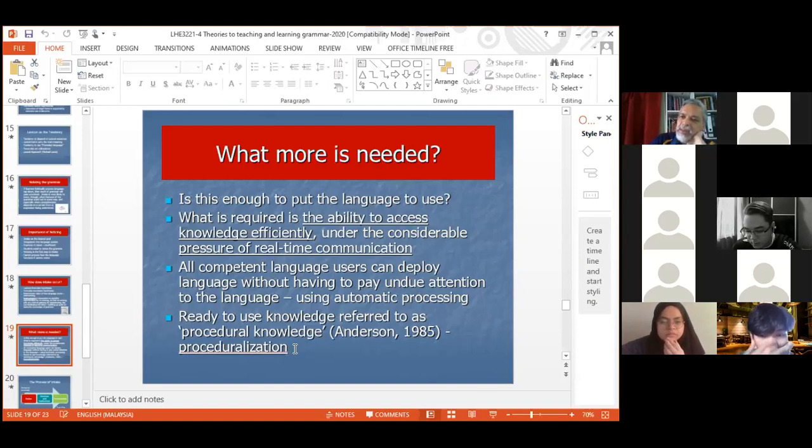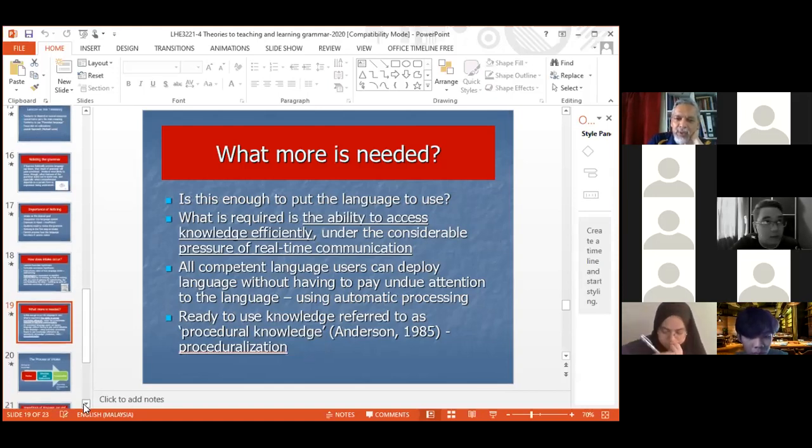If you remember, procedural and declarative knowledge: declarative is you know what it is. Procedural knowledge is you know how to use it. So in language, with respect to grammar, declarative knowledge is you know what a past tense is. Procedural knowledge is you know how to use it. You can use it very fluently, and that is proceduralization. That is automatic processing, and this is what we want our students to achieve.